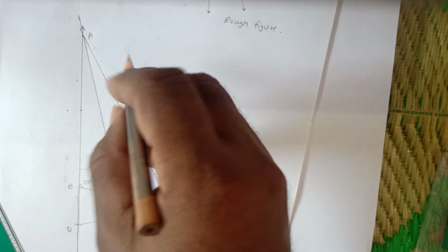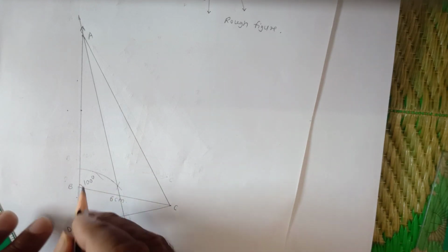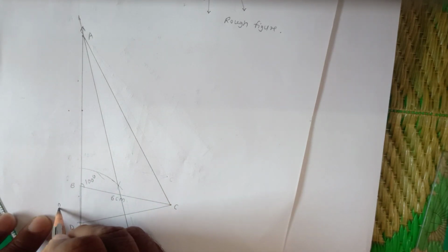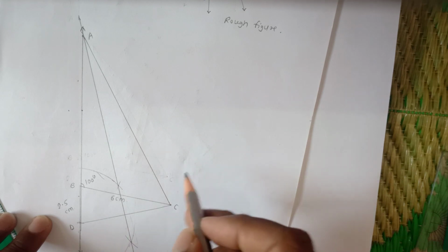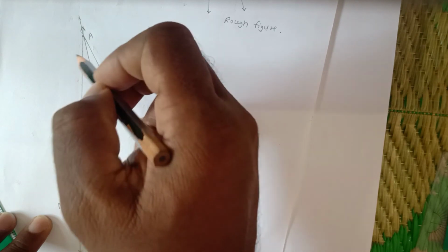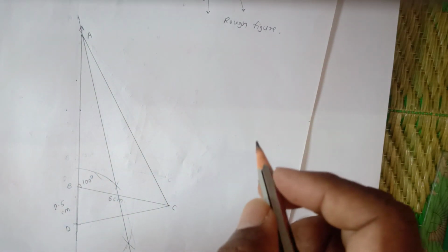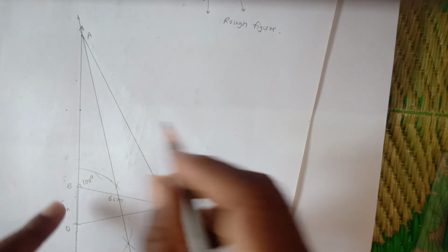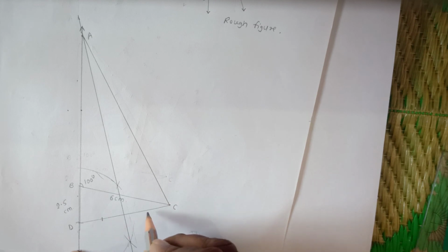Thus we get triangle ABC. In this triangle, this difference of 2.5 centimeter is taken below the base BC, on the ray opposite to this ray. In this way we have drawn triangle ABC. Now this distance and this distance are equal.